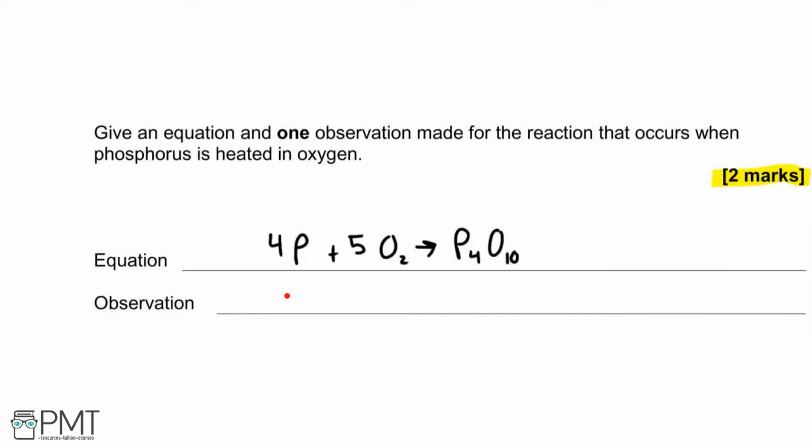That's the first mark. The second is for our observation. So what we'd expect to see whenever we're heating one of these elements to produce an oxide, we're going to see a flame of some kind, and part of the observation requires that we specify the color. So what we would see on heating the phosphorus, we would see a white flame. That gets us our second mark after we got the first mark from our equation, so that's both marks of the question, and that's all we need.